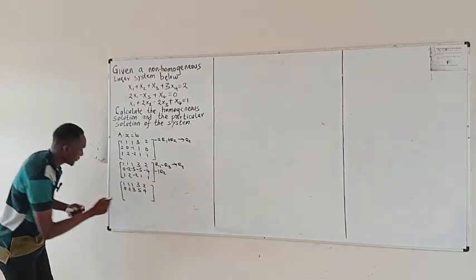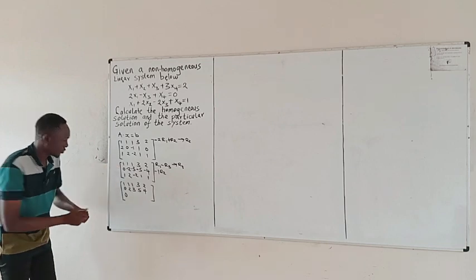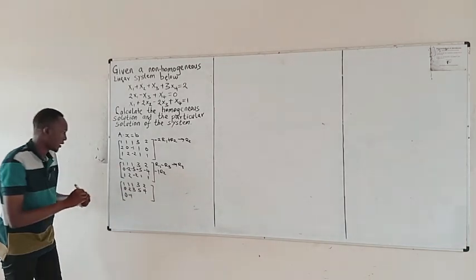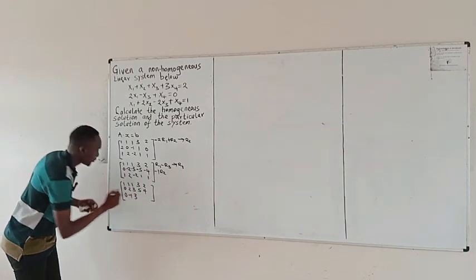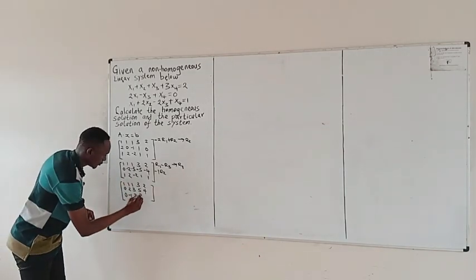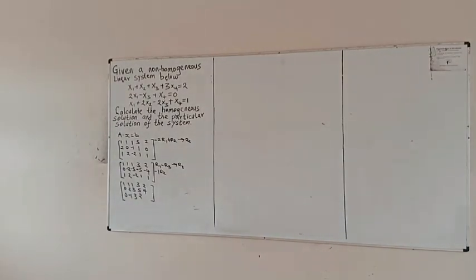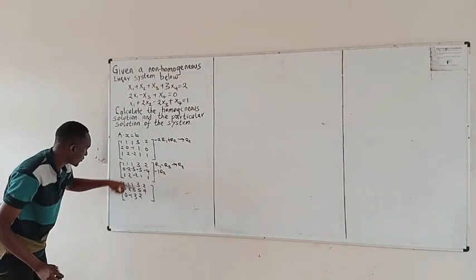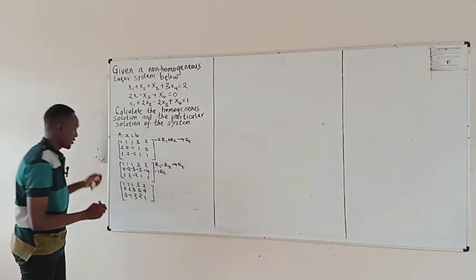Row 1 minus row 3. 1 minus 1 is 0. 1 minus 2 is minus 1. 1 minus minus 2 is 3. 3 minus 1, we have 2. Then 3 minus 1 is 2. 2 minus 1 is 1.